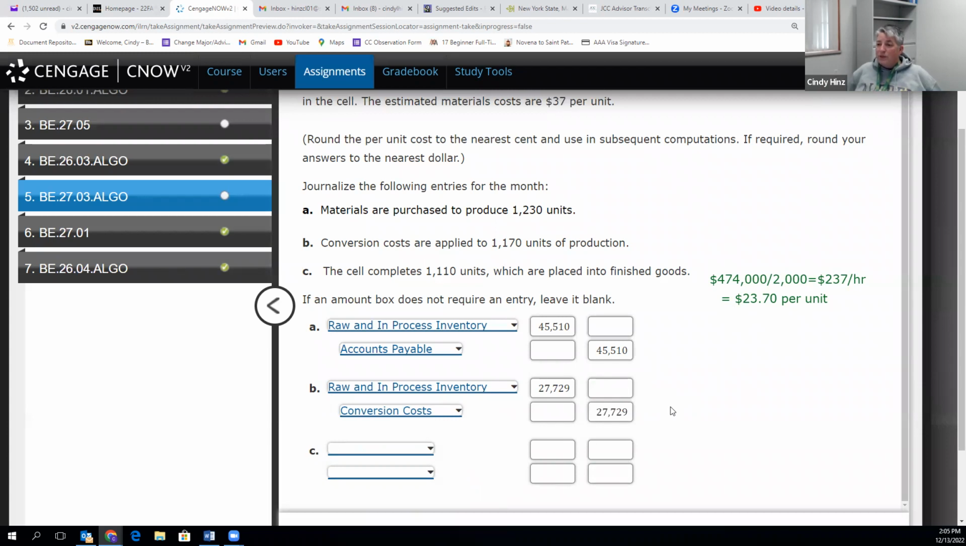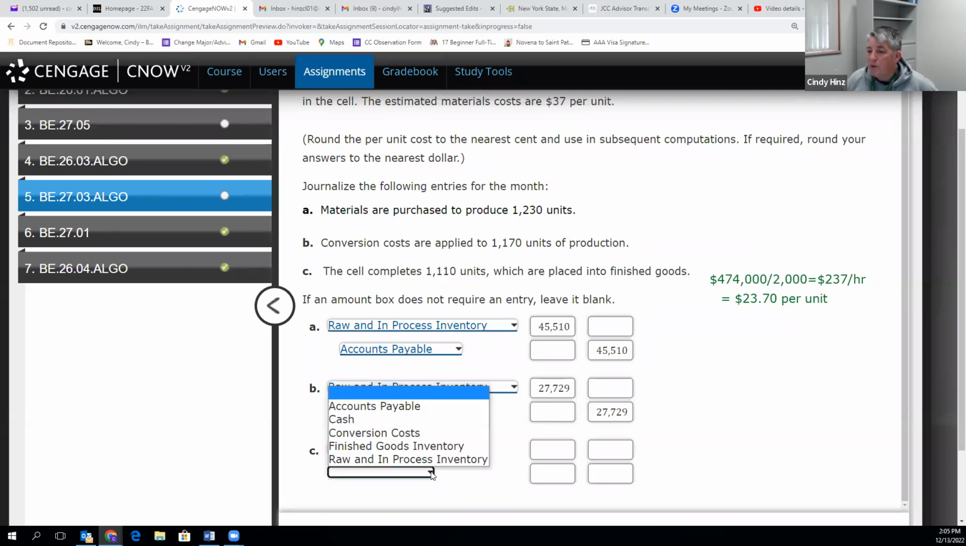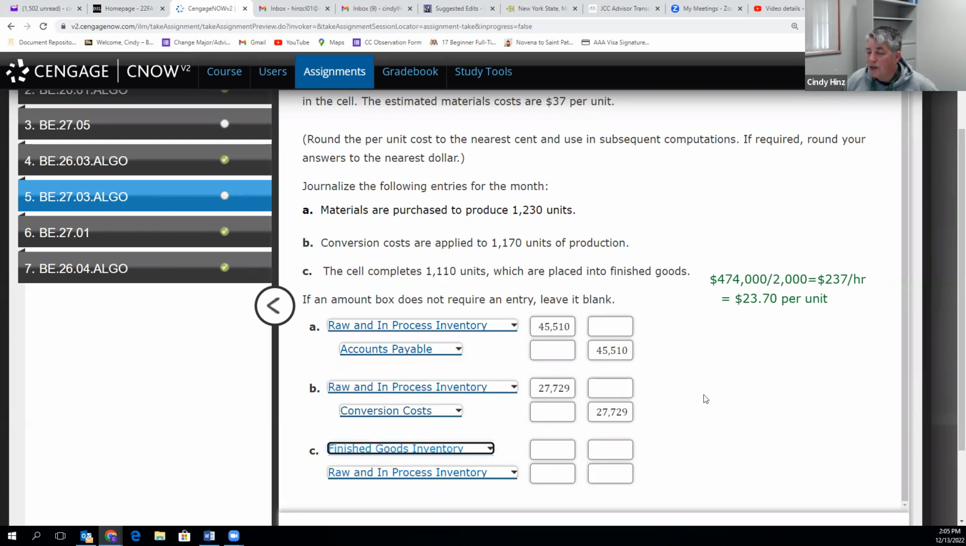And then the cell completes 1,110 units, which are placed into finished goods. So we're going to move those units out of raw and in process and into finished goods. The total cost per unit would be the $23.70 that we calculated for conversion costs. Remember, that's the combination of the direct labor and the manufacturing overhead. We lump those together to save time and just call them conversion costs.